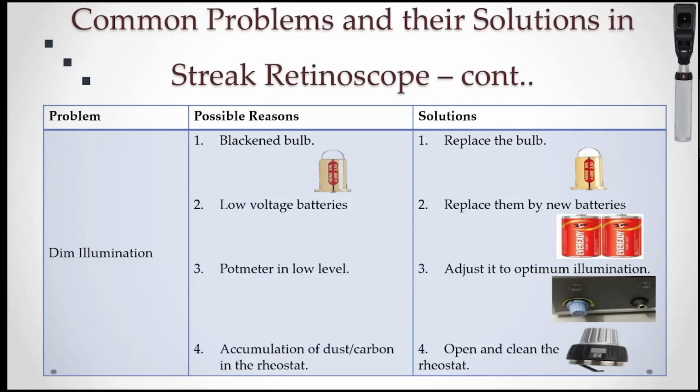And also, if the voltage of the batteries gets drained, the voltage is not enough to produce good illumination, then we need to replace the batteries. Check the voltage of the batteries and replace them with new batteries. And sometimes the potentiometer or the rheostat in the equipment, if you keep it at a low level, then it won't give you the required illumination. Then keep it at optimum illumination. And one more reason for getting dim illumination is accumulation of dust and carbon in the rheostat. So to fix this issue, you may need a biomedical technician's help.